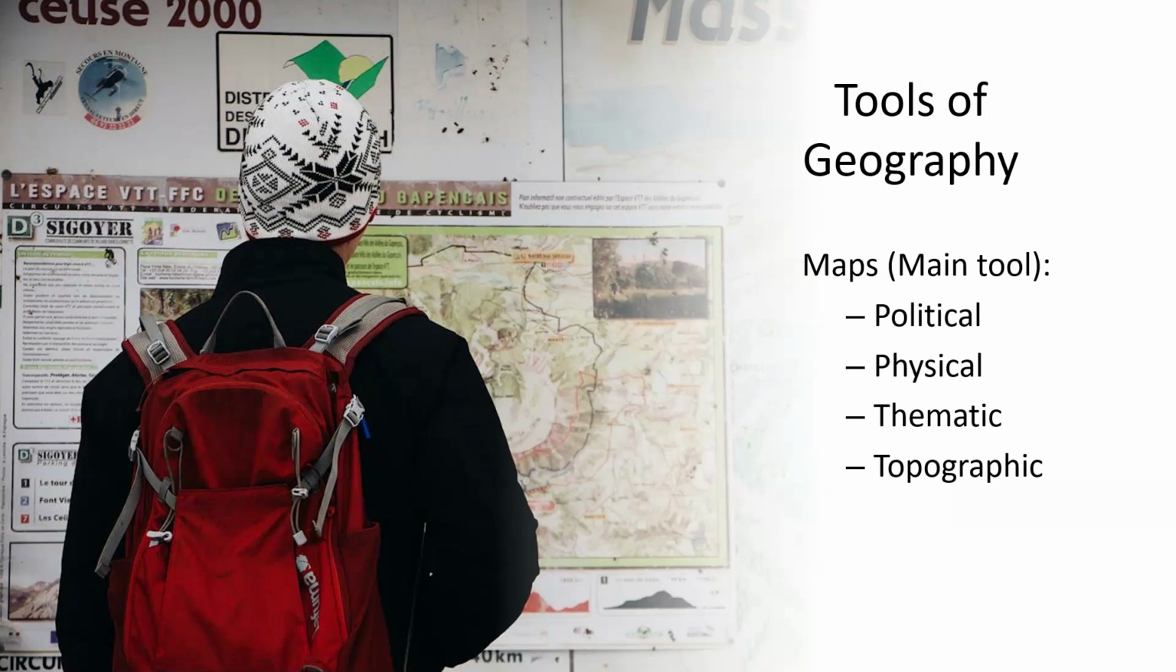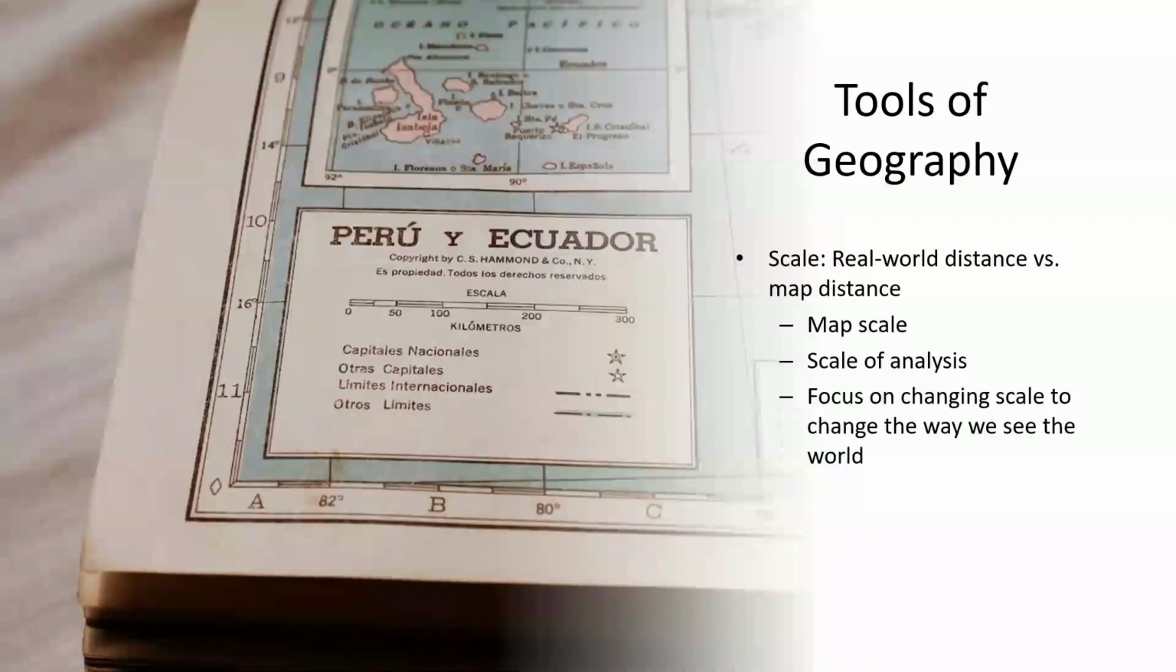We have different types of maps. We have political maps that show us where countries and states are. We have physical maps that show us things like where our rivers, oceans, and deserts are. We have thematic maps that put data on top of maps. And we have topographic maps that show us things like mountains.